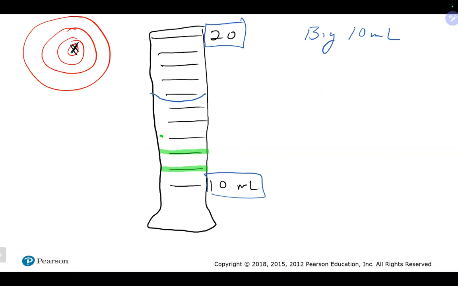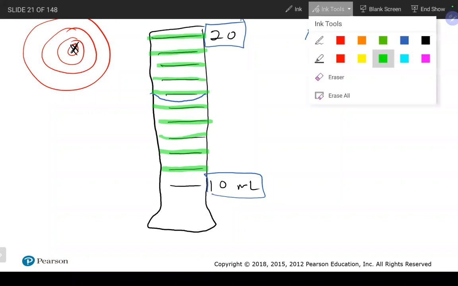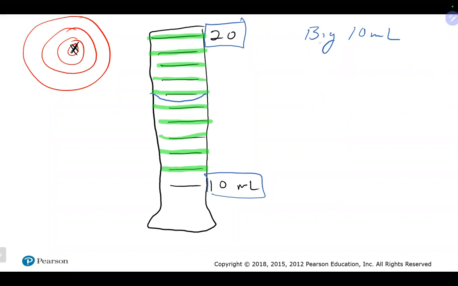So 1, 2, 3, 4, 5, 6, 7, 8, 9, and 10. So I got 10 of the smaller, now green, markings here. That means each small marking is how much? Each small marking in this case, 10 divided by 10, is 1 milliliter, right? This guy would be 11, that would be 12, that would be 13, that would be 14, that would be 15, and so forth, all the way up till you get to 20 in this case.